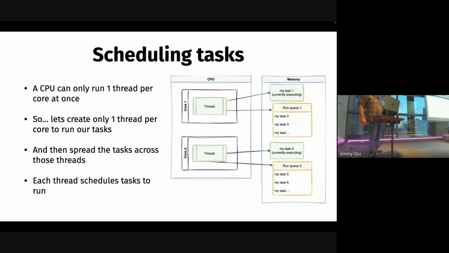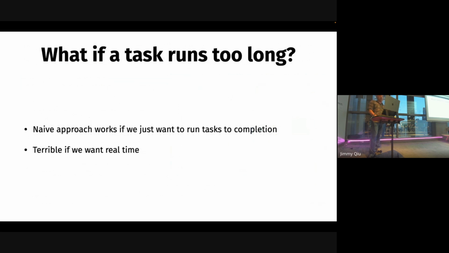You can say, we just have a bunch of threads. We're going to set up a run queue for each one, and then you load the tasks into each run queue, spread them out so they're all fairly done. And that's great if you just want a batch job where you say, just run till completion, then do the next thing, and then the next thing. It'll work fine. The thing is, what if you don't want to do that?